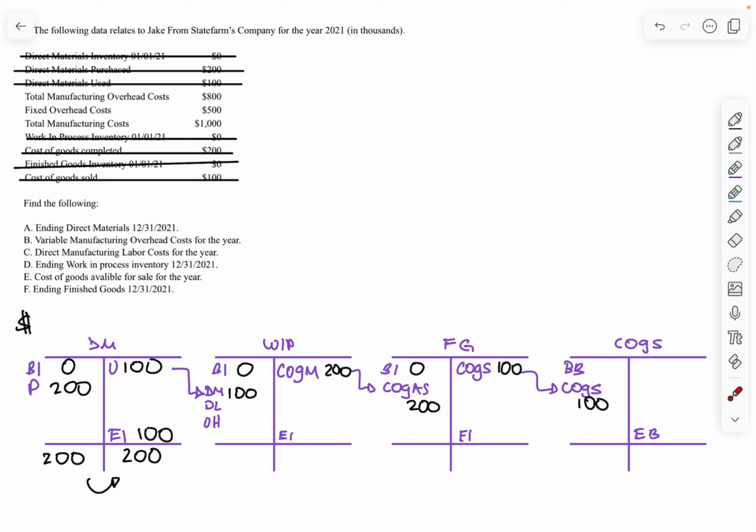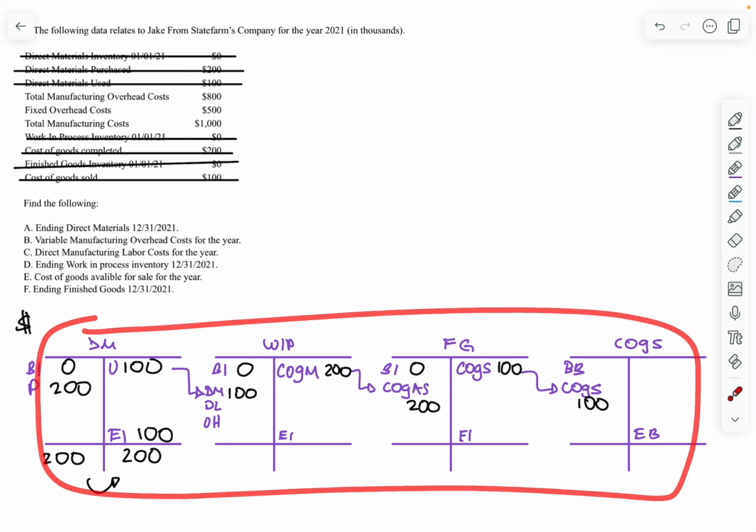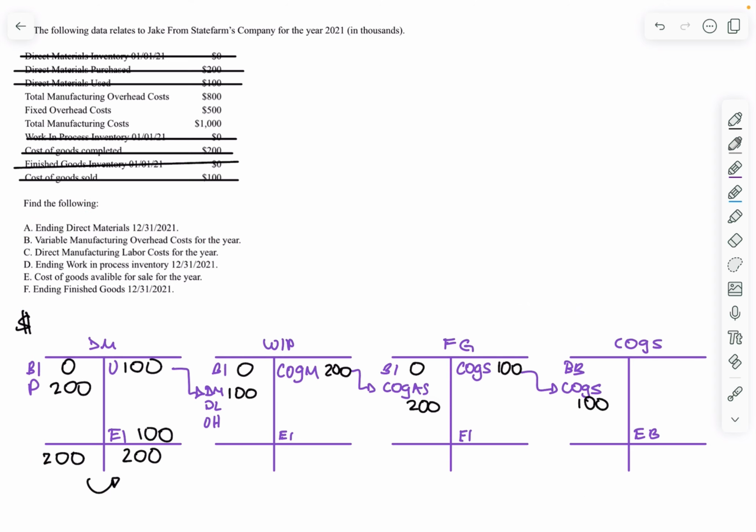Now what I like to do is fill in everything first and then answer the questions. I feel like that's an easier approach. So this is 100. I'm going to do that because this one's very straightforward. But really, I fill out everything. So let's go ahead and do that. They're telling us that total manufacturing cost is $1,000. So pull up the chart.